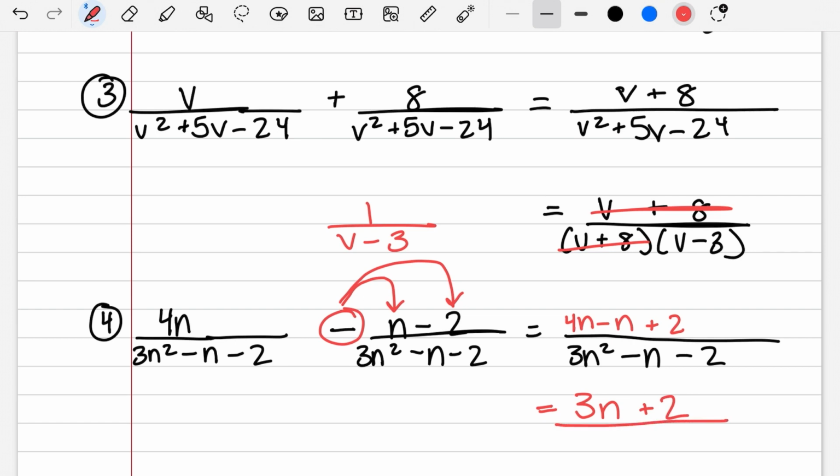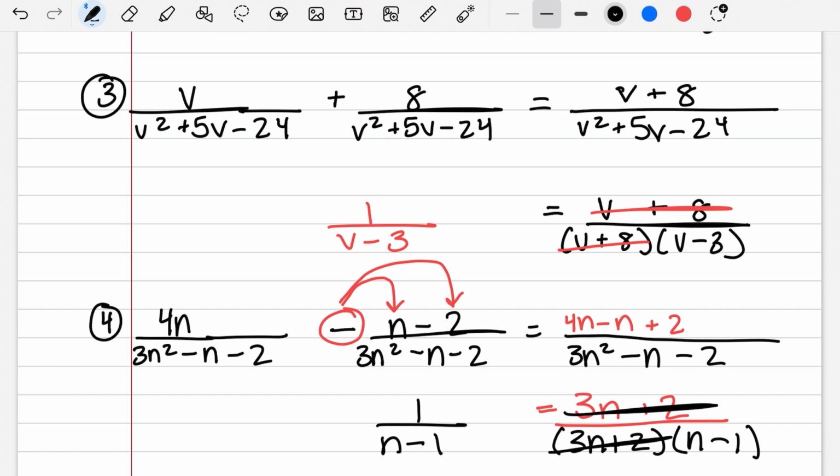Now I'm going to go ahead and factor the polynomial on the bottom. Go ahead and pause this video and see if you can factor it all the way through. There's no GCF, so you're going to need to do your slip and slide method. Pause here, try it on your own. Hopefully, when you factored it out, you got 3n plus 2 and n minus 1. The 3n plus 2s cancel out, and then our final answer is going to be 1 over n minus 1.